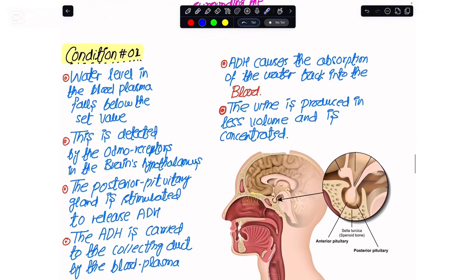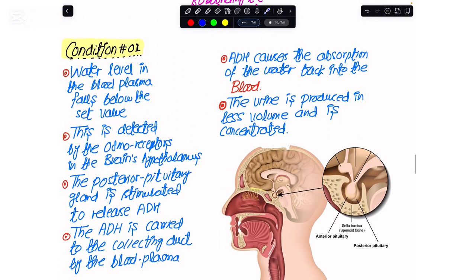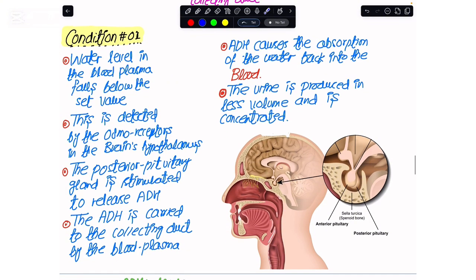Now, we have to create a scenario, and the scenario would be that in some cases, the level of water in your blood plasma falls below the set value. And when this falls below the set value, then here in the hypothalamus in the brain, we have these osmoreceptors. And these osmoreceptors detect that the level of water in the blood plasma has fallen. Now, this causes the posterior pituitary gland to release the antidiuretic hormone.